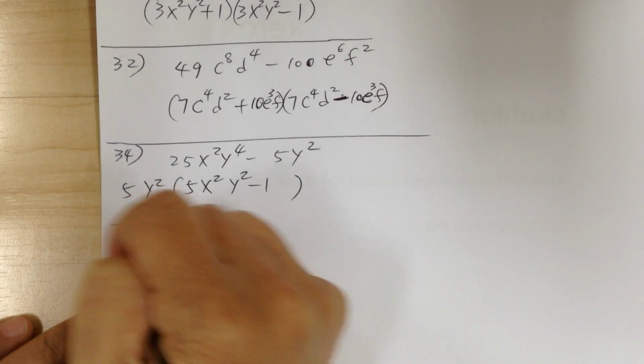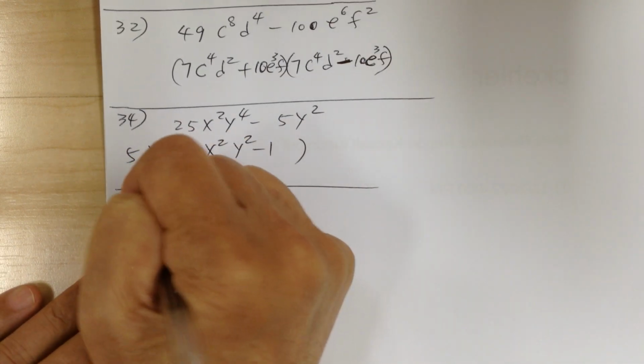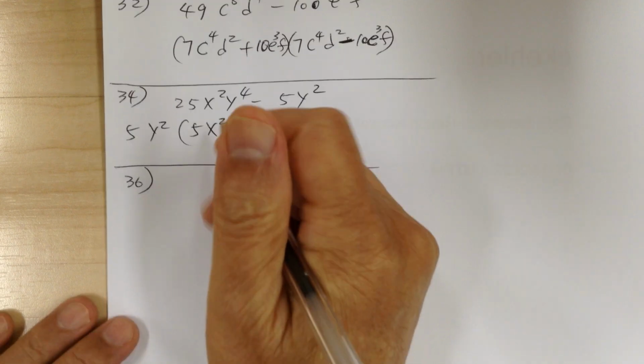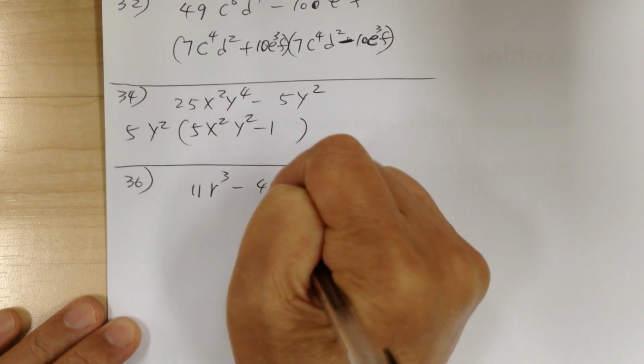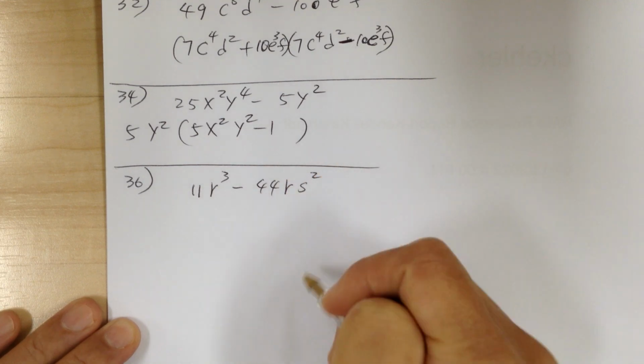Now the y squared, this would become y squared, and this would be 1, and that's it. Okay. Okay, 36. Okay, you have 11r cubed minus 44r s squared.